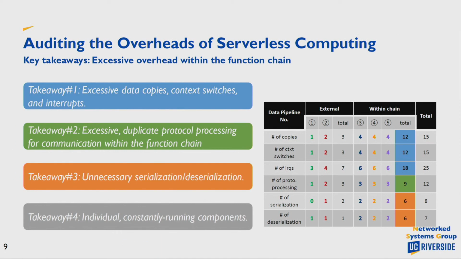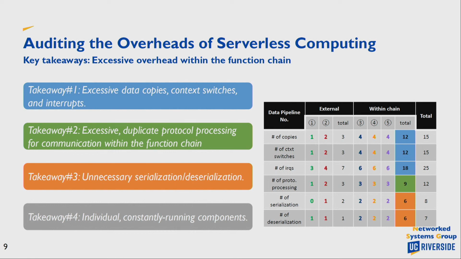So based on this overhead auditing, what we can find is we have 4 takeaways. The first takeaway is there's excessive extra overheads in terms of copies, context switches, interrupts. And we have excessive duplicate protocol processing just for communication within the function chain itself, and because of the need of intermediate routing component like front end. And there is lots of unnecessary other overheads for deserialization and serialization, and you have this individual constant running component like sidecar.